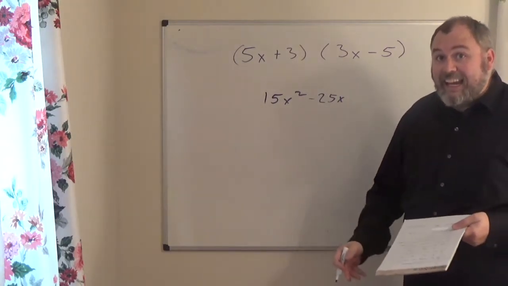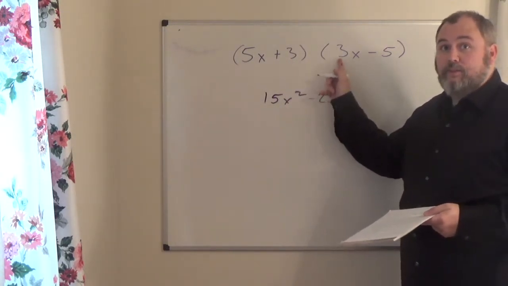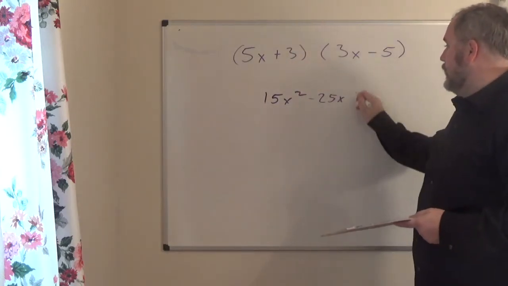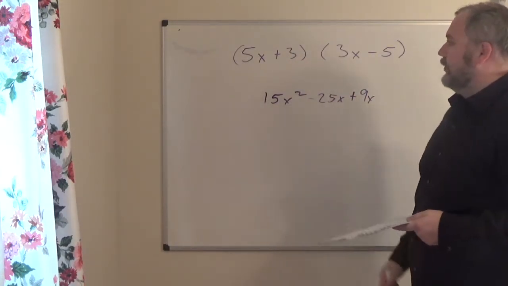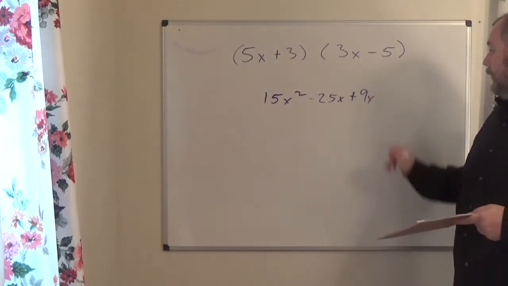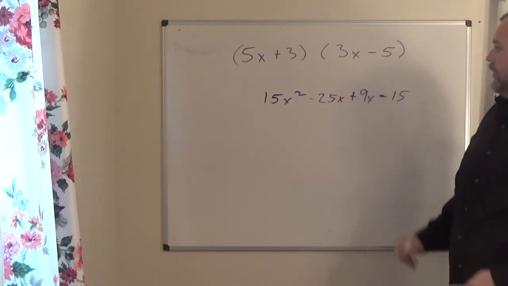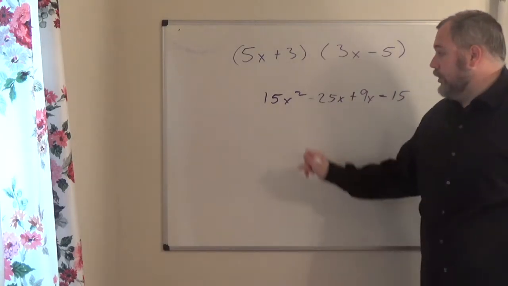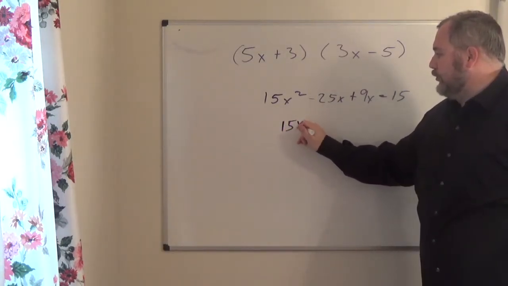Now I'm going to do my inner, which is this 3 and this 3x. So 3 times 3x gives me plus 9x. Now I'm going to do my last, which is 3 times negative 5 gives me negative 15. Now combine all my like terms, I get 15x squared.